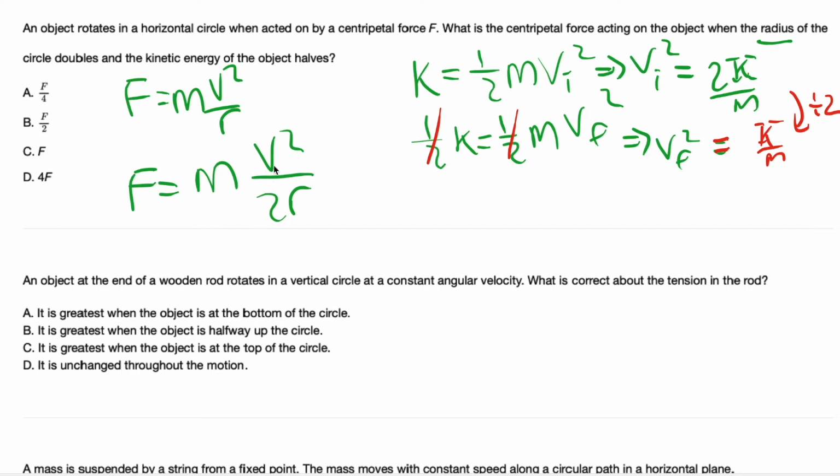So if it is divided by 2, then your force is going to be divided by 2 as well. So this is equal to mv squared over 4r. From here to here, your centripetal force is divided by 4. So A is the answer.